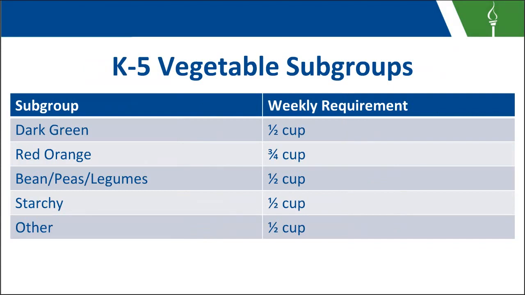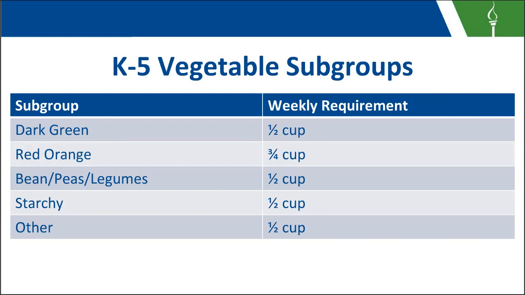So in addition to the 5 different component requirements, we also have a vegetable subgroup requirement. There are 5 different vegetable subgroups that need to be served over the course of the week, and there is a specified minimum for each of those different subgroups that must be met over the course of the week. So for a 5-day school week, you need to serve at least a half a cup of dark green vegetable, 3/4 cup of red orange, half a cup of beans, peas, legumes, half a cup of starchy, and half a cup of the other subgroup.